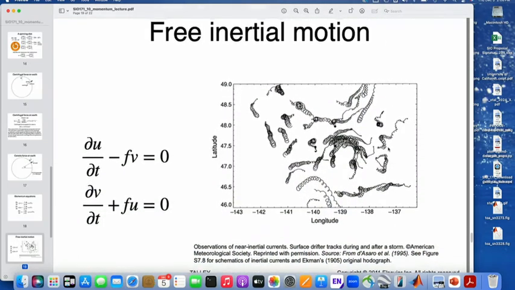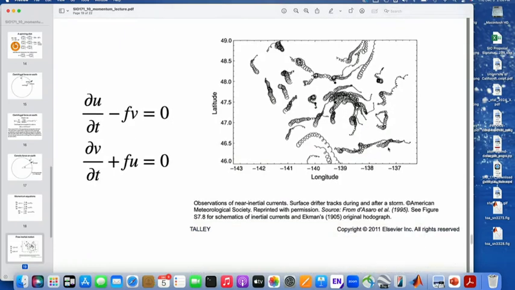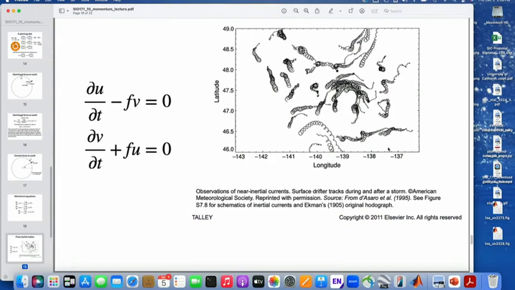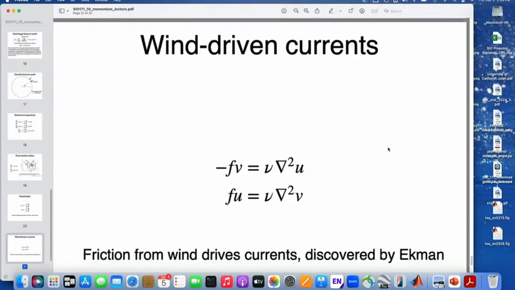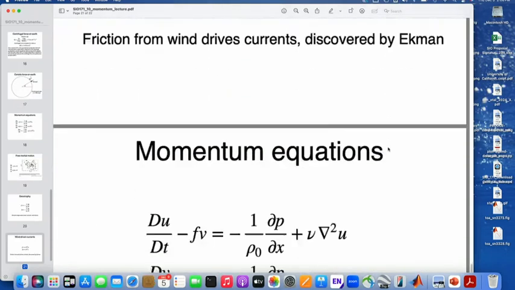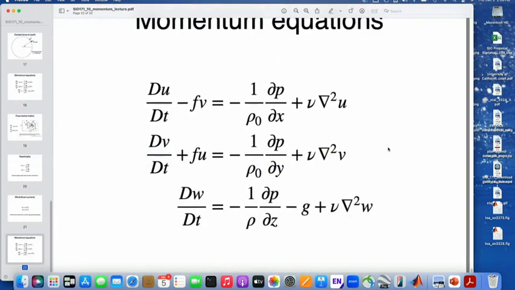Then we talked a little bit in this particular lecture about free inertial motion, right? That's the one we just said. We talked about geostrophy. I was kind of previewing wind-driven currents. So this is the last slide of this lecture, and the reason I'm spending a lot of time on this lecture is because this is so central to so much of what we talked about. I need you to really remember and understand the things we just said. I promise you there will be something on the final exam asking you questions like we just talked about.